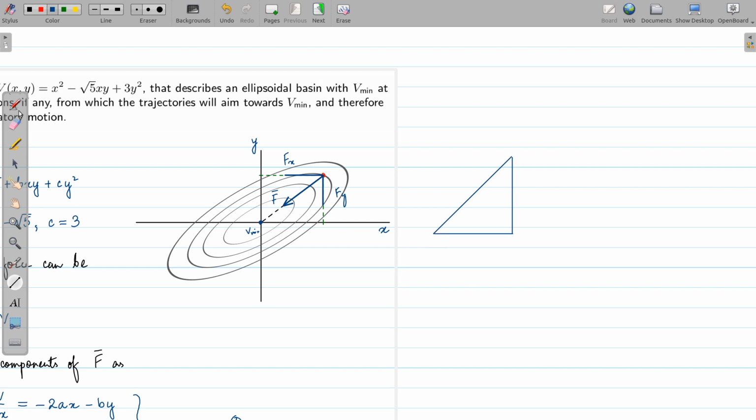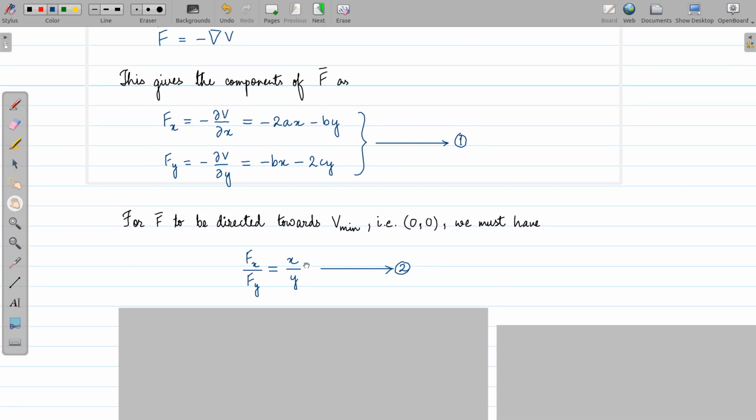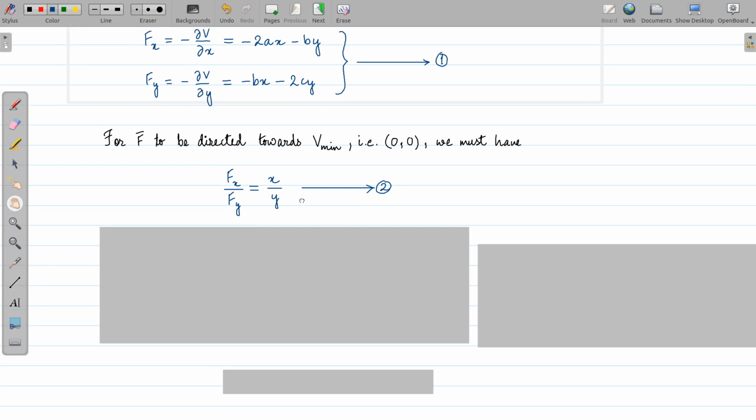So the particle is over here. This is the x coordinate, and this is the y coordinate of the particle. You want the force to be directed towards this. So this force will have an x component, fx, and similarly we'll have the y component fy. These are two similar triangles. So from here we get this particular ratio: fx by fy must be equal to x by y. This we call equation number 1, and this one we call equation number 2.